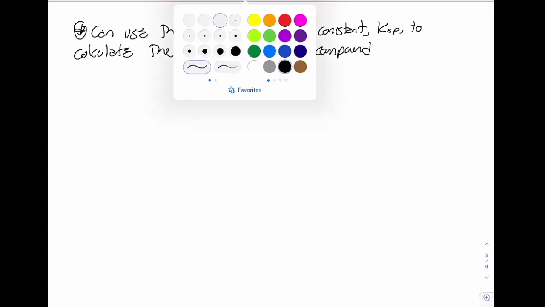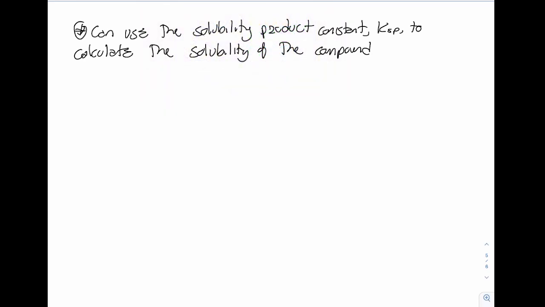And as usual, the easiest way is to just jump into an example. So we're going to look at iron 3 hydroxide. Again, be sure to review nomenclature if you need to. So iron 3 hydroxide has a solubility product constant of 2.6 times 10 to the negative 39th. So not very soluble at all, right? That's a really, really small number.